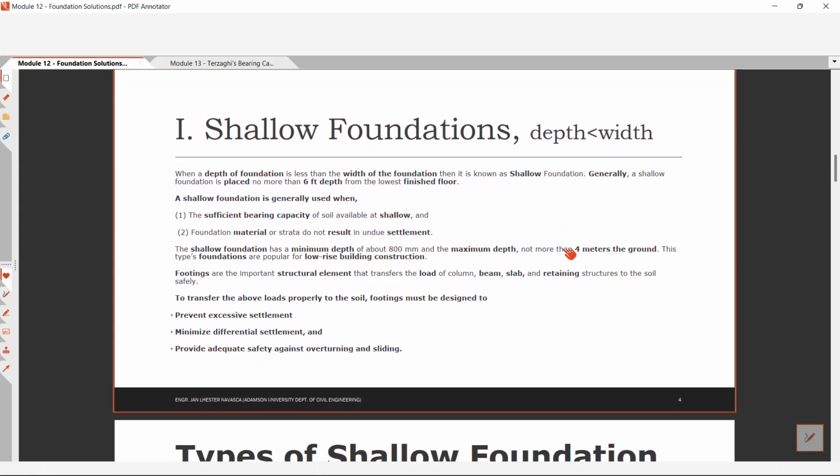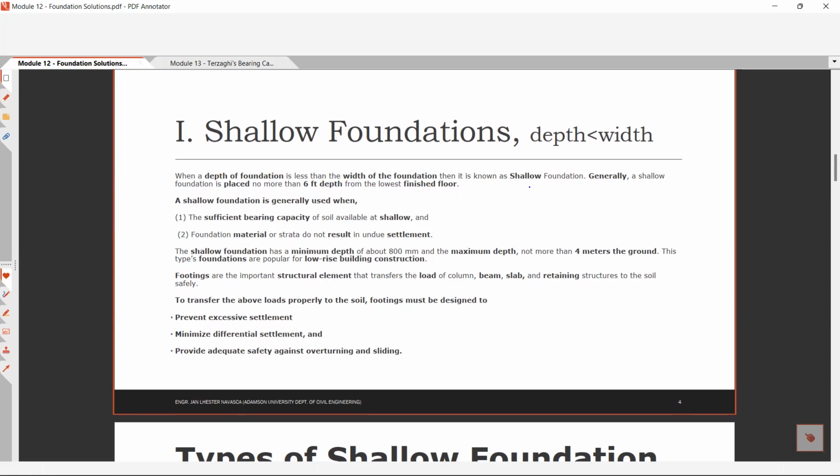Okay, bakit sinabi na 4 meters below the ground? Okay, kasi kung ang mangyayari is more than 4 meters na yung ground to foundation mo, your reinforced concrete column, let's say, has a great slenderness. Okay? So masyado na siyang slender. Okay, slender na yung column mo. And it's more susceptible to buckling. So that is why shallow foundations are limited to 4 meters below the ground.